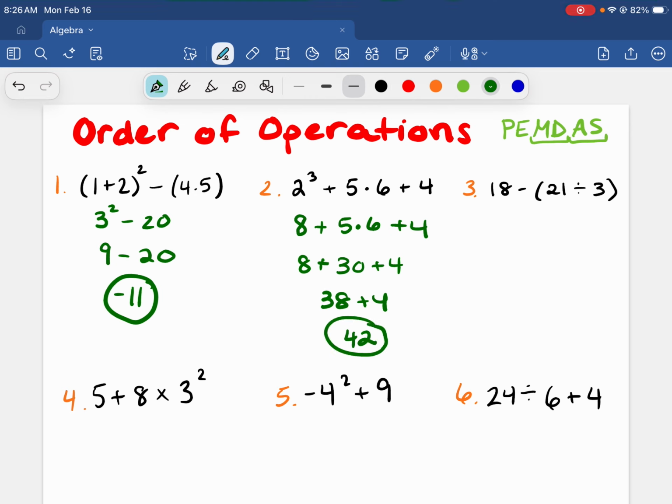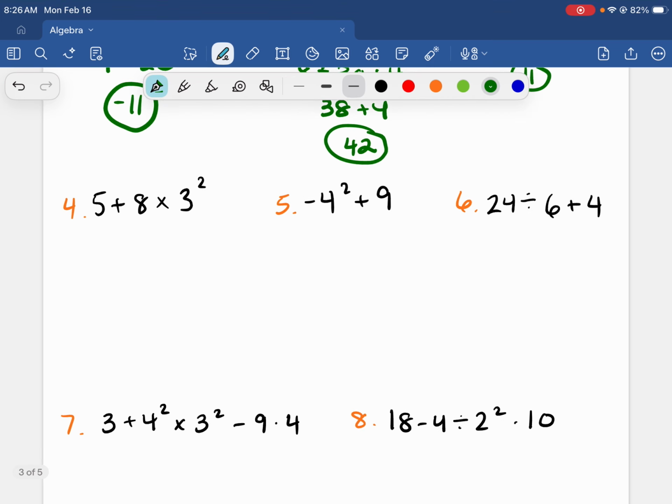Number 3, we are back to parentheses. So 18 minus, in parentheses, we have 21 divided by 3, that is 7. And 18 minus 7 is 11. Number 4, we have no parentheses here, but we do have some exponents. So I'm going to say 5 plus 8 times 3 squared, or 3 times 3, 3 to the second power, is 9. Now, I have multiplication only, no division. 5 plus 8 times 9 is 72. 5 plus 72 is 77.